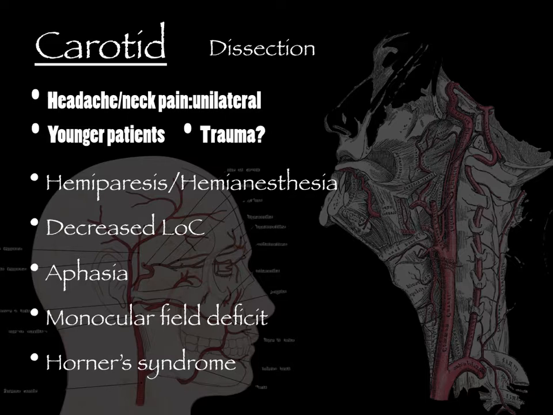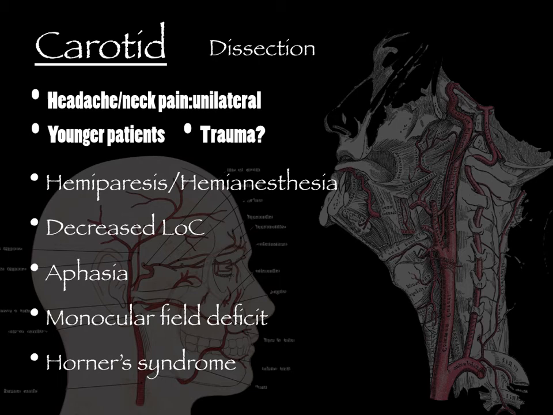Carotid dissection, like I mentioned at the beginning, this is important because this is the stroke of young people. And these can be really difficult to diagnose because if you think about it, if a 25-year-old comes in complaining of, you know, neck pain after a car accident, most people say, well, you probably got a whiplash injury. And that's how these tend to hide until people start developing pretty obvious signs and symptoms. So these tend to be unilateral neck pain, face pain, and headaches. They happen in younger patients. They tend to be associated with trauma, although sometimes the trauma is pretty minimal sounding.